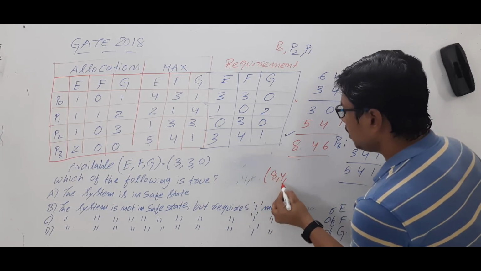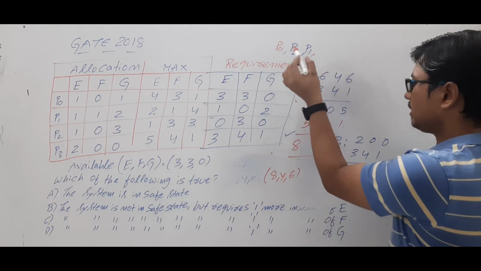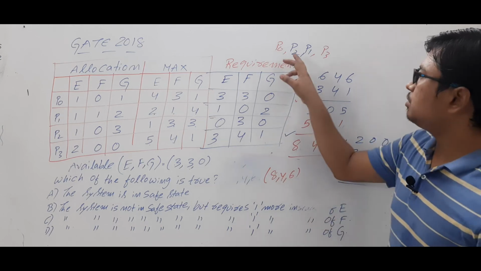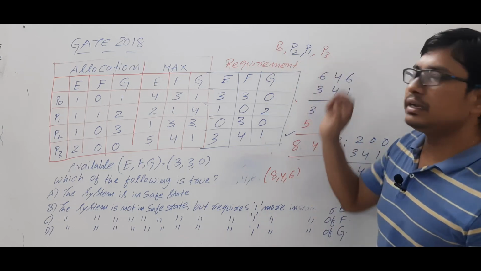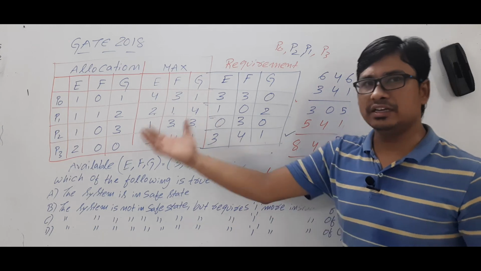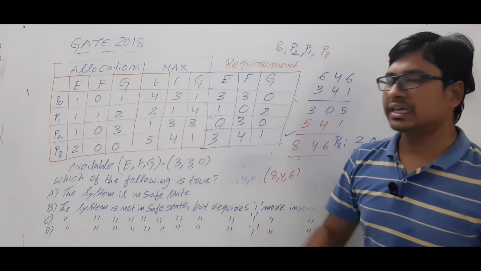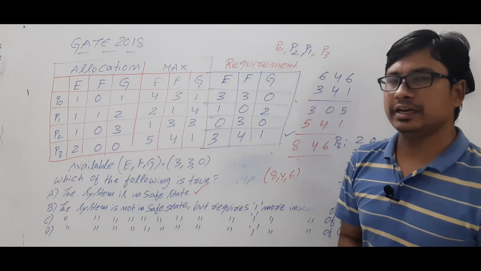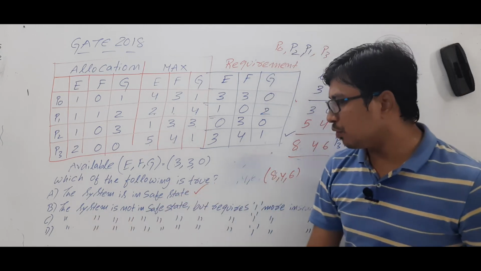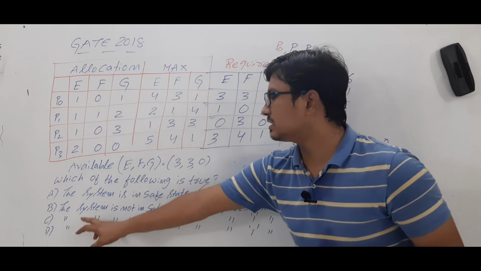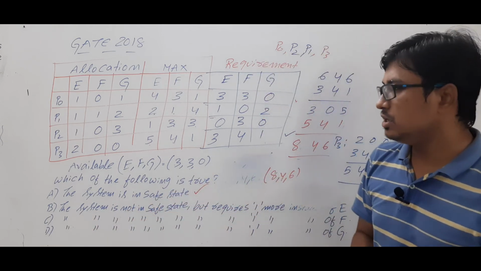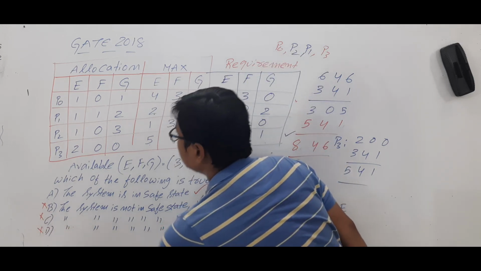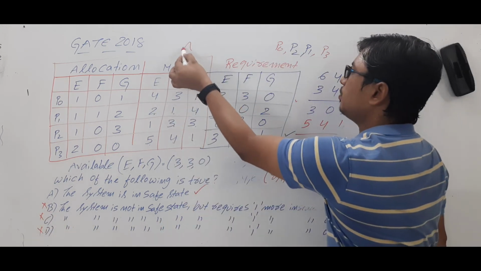So we have allocated the resources first to the process P0, process P2, P1 and then P3. So we have satisfied all the requirements. So I can say that the system is in a safe state. If option A is correct, options B, C, D will be wrong. Why? Options B, C, D are saying that the system is not in a safe state. However, we have proved that the system is in a safe state. So the right answer for this question is option A.